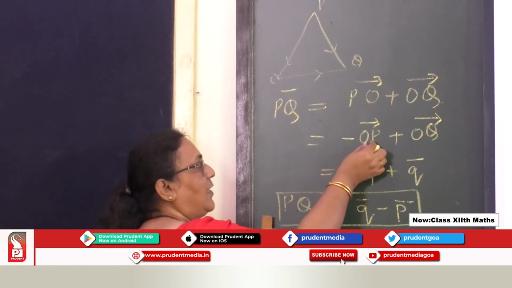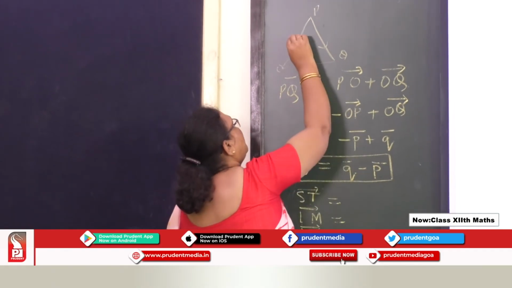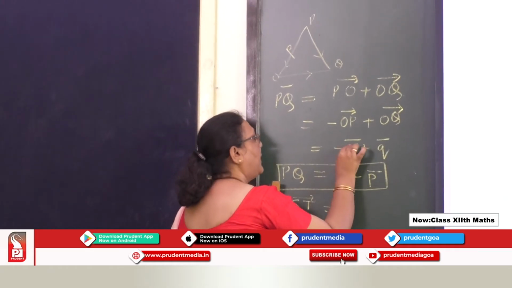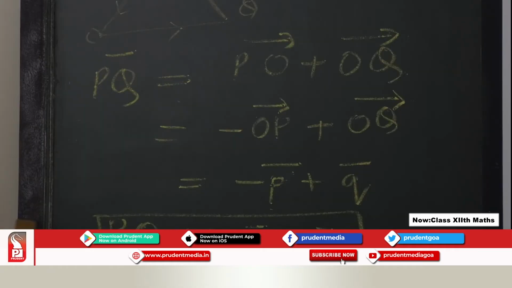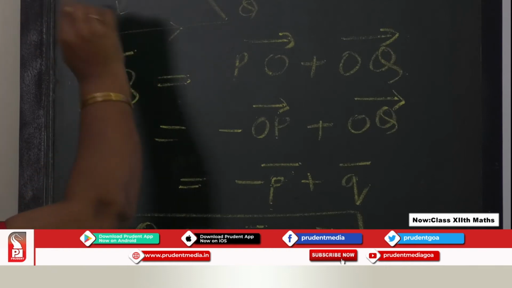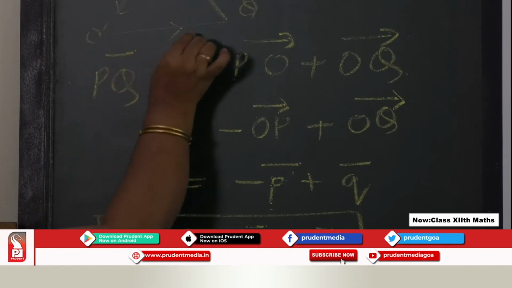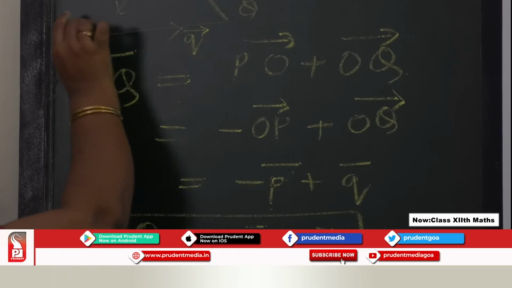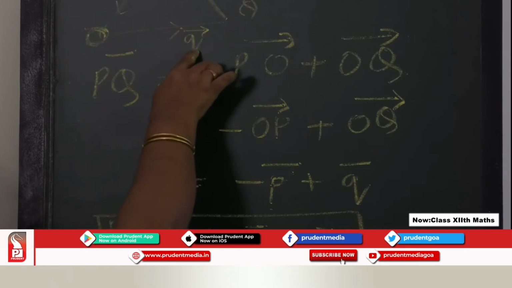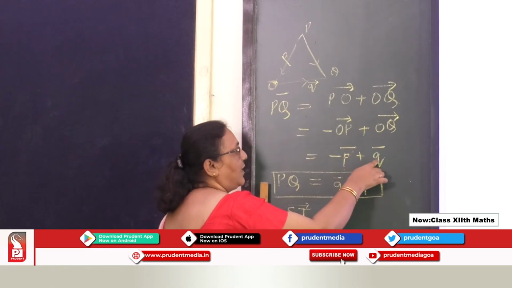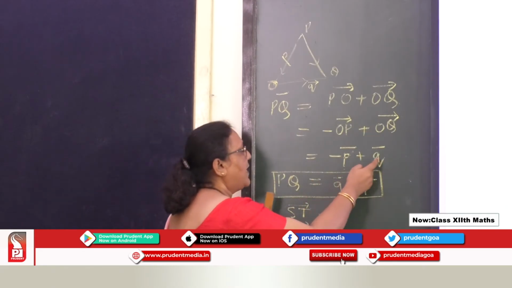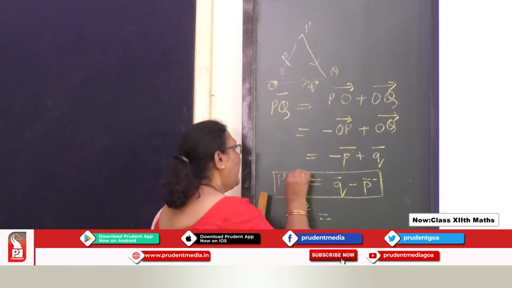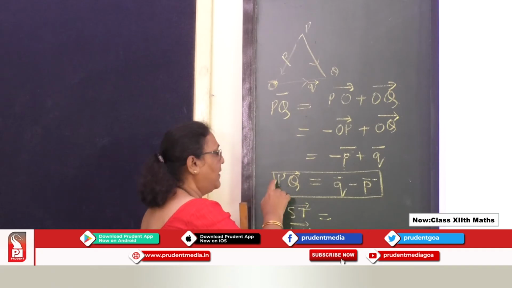Now, the position vector of this point, we had seen, is small p. Note that this is capital P and this is small p. So this is denoted by p, and this vector OQ is denoted by small q. Whenever it starts at O and ends at capital Q, we write small q. So now you can write this as q minus p. Whenever there is vector PQ, we write it as small q minus small p.